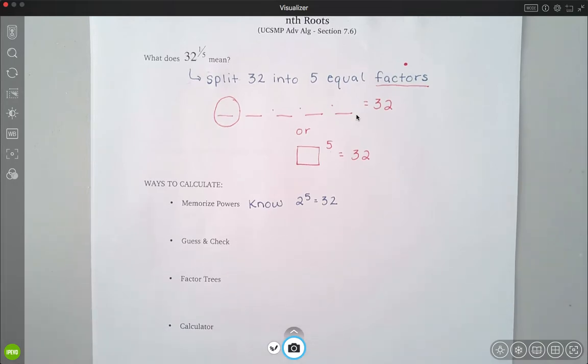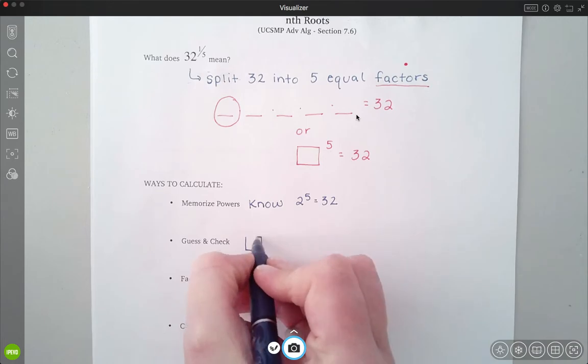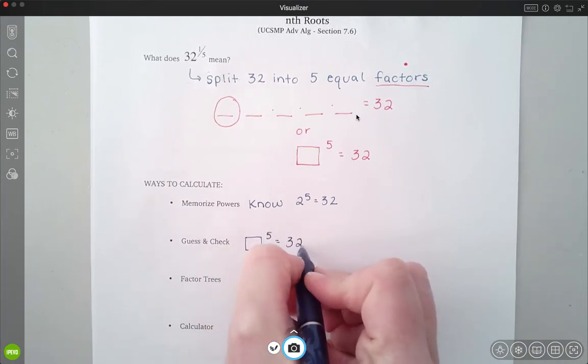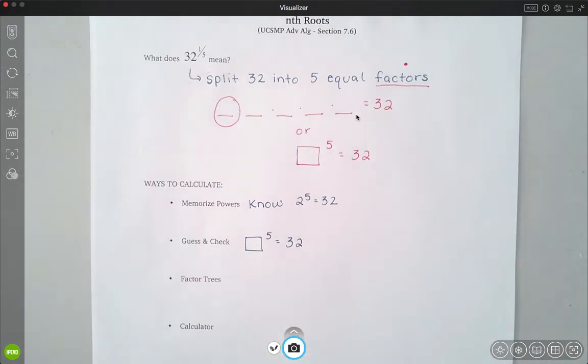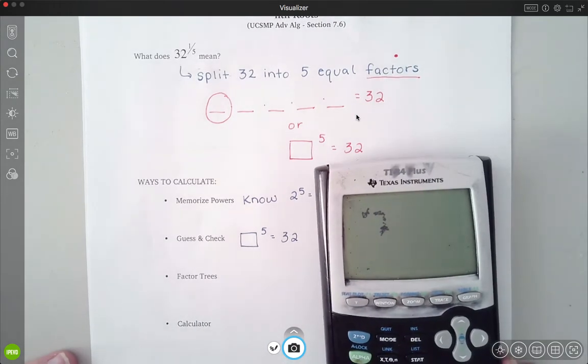The other thing you can do is guess and check. So again, if you know it's something to the power of 5 that makes 32, and if you have a calculator available, that's obviously going to be the easiest way to go about this, is start guessing some things to the power of 5 and see which one makes 32. Okay, so maybe it's 4 to the power of 5. Nope, that comes out to be 1024, so I need something smaller.